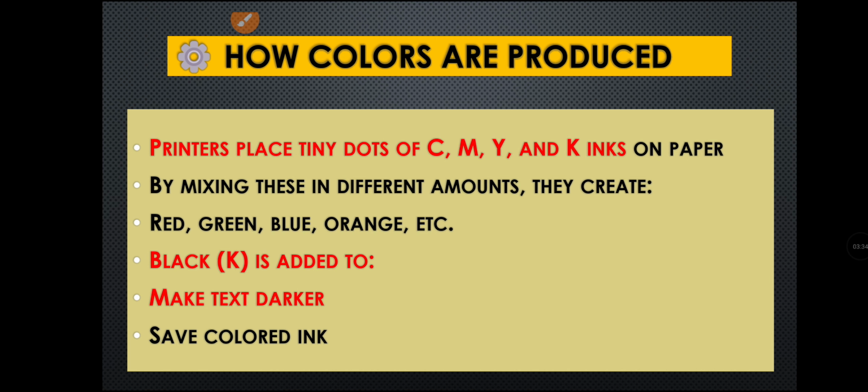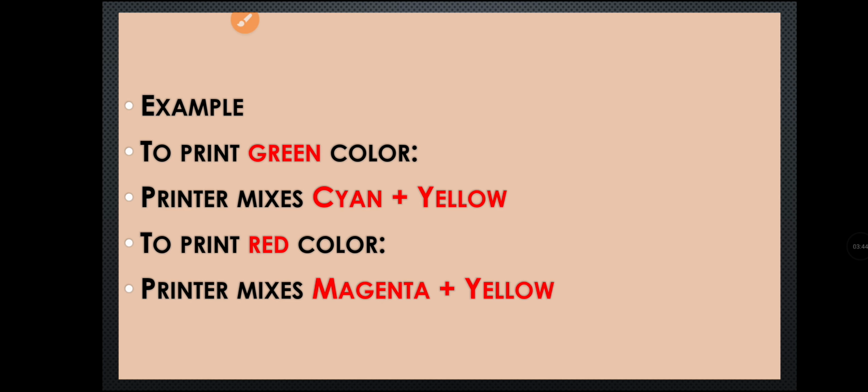I think most often you observe that printer text is usually black in color, so that is why we use black color to make text darker. Okay, so next one is an example of CMYK color. To print green color, what do we have to do? To print green color, the printer mixes cyan plus yellow.